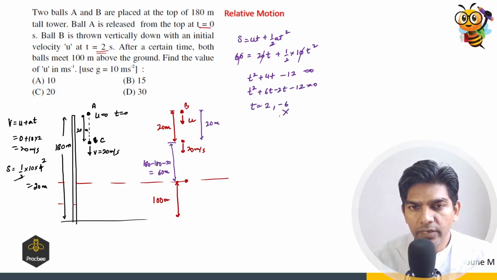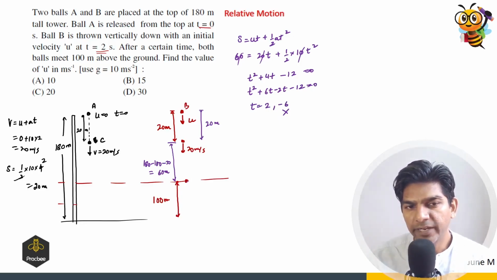So we can ignore the negative value. So we know the time taken by ball A up to the meeting point, right? So we know the time. And the distance between these two balls is decreasing with the relative velocity. And what is the relative velocity? That will be u minus 20.